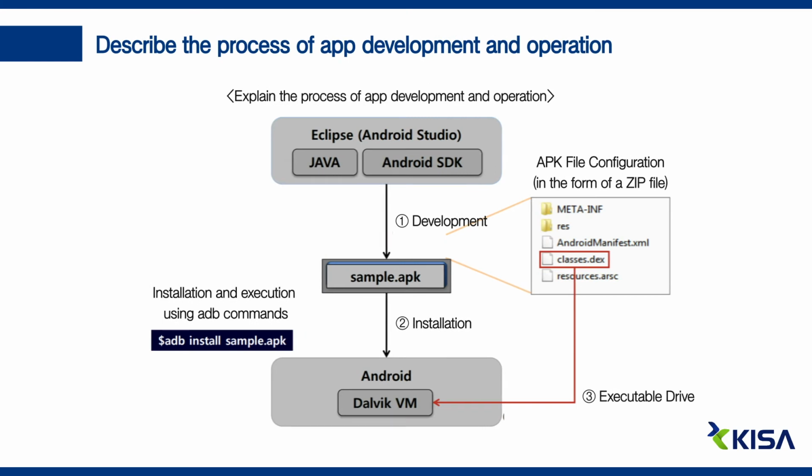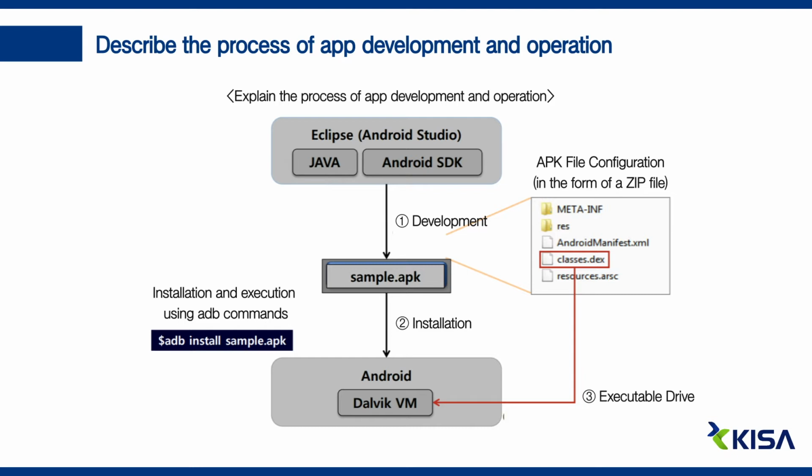Before we start analyzing malicious apps, I'll briefly explain the app's installation process and dynamic process. First of all, you need to set up the Android development environment. As shown in the picture, you need to download and install JDK, Eclipse, and the Android SDK. Then link the JDK and Android SDK in Eclipse.